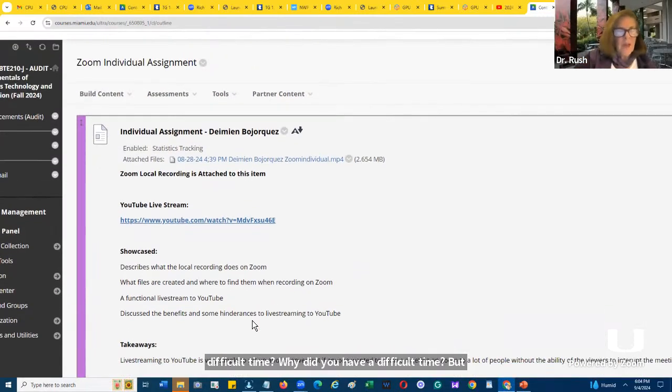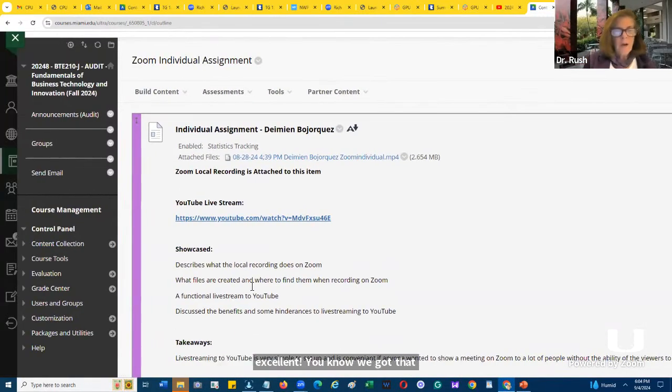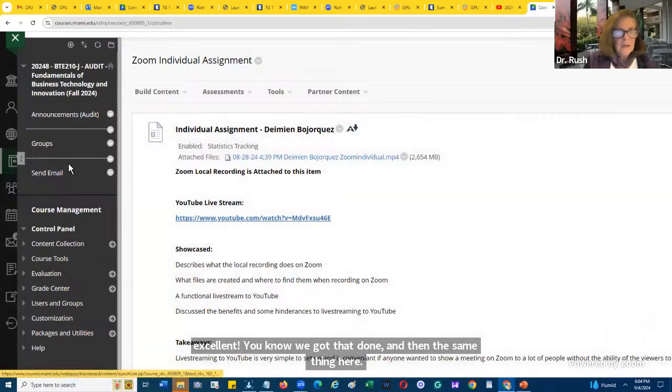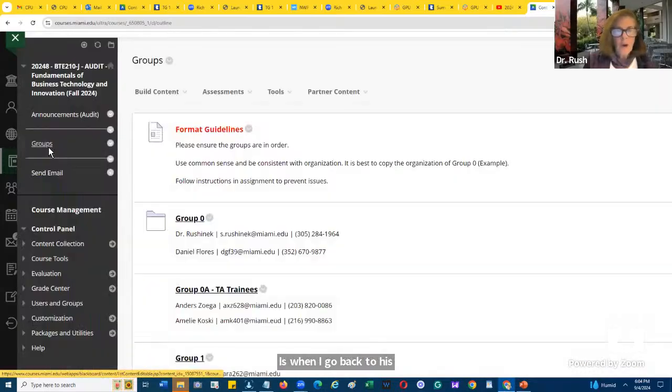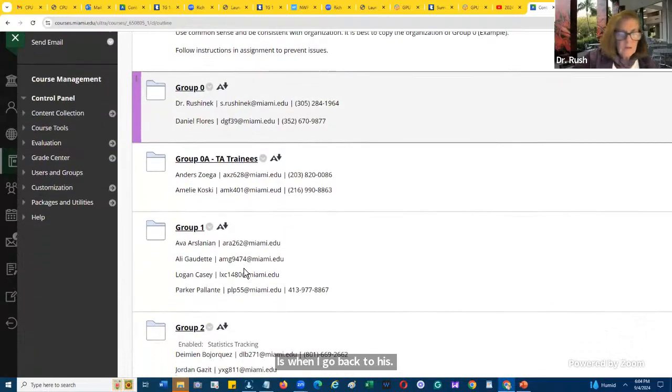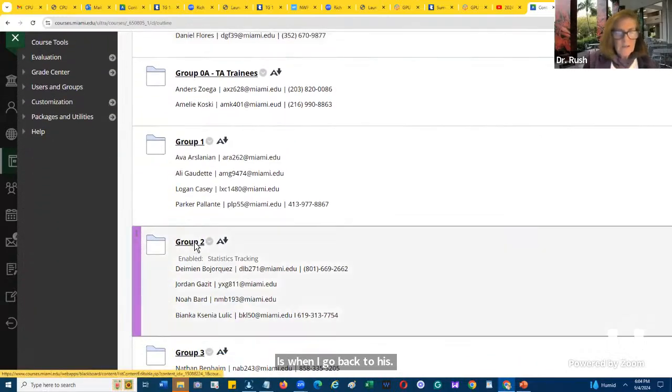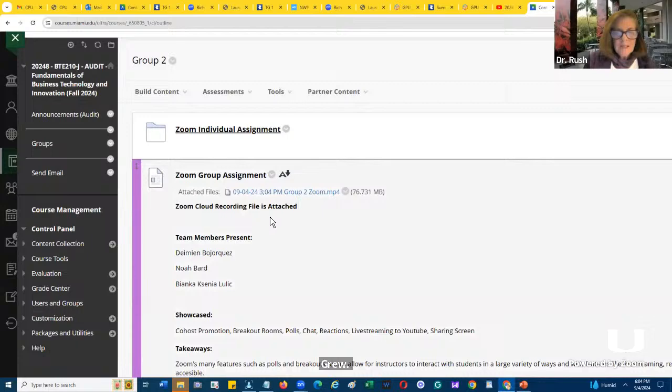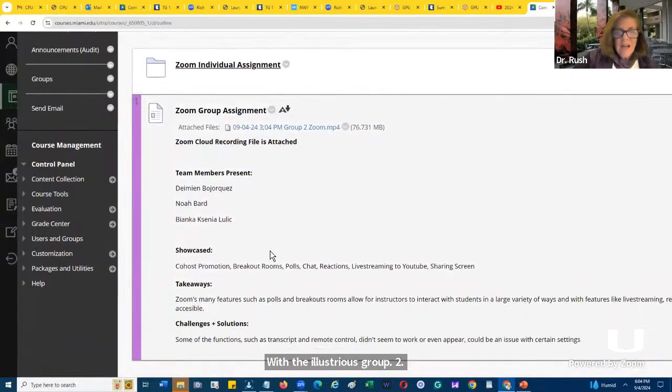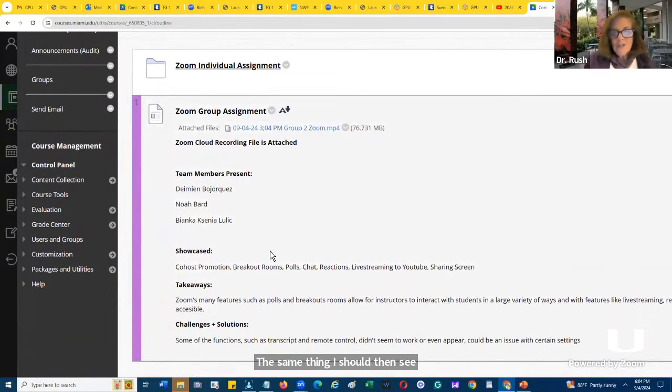And then the same thing here, when I go back to his group, with the illustrious group 2, the same thing I should then see. What's missing is that the Zoom cloud recording file is attached. So I guess you didn't use the URL. You just downloaded and uploaded it again. Is that correct? Whoever did that?